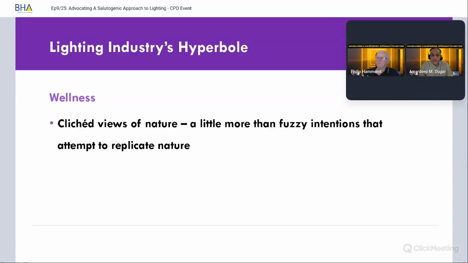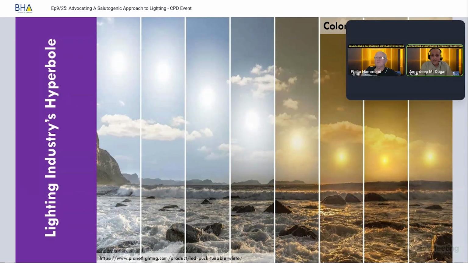In the lighting industry's hyperbole, when we talk about wellness, what I have observed over the years is that many people have a very cliched view of wellness and nature, and it's a little bit of a fuzzy intention. The idea is to replicate nature. And one thing I've observed a lot of times when you talk about health and wellness is, don't we come across this image so many times?